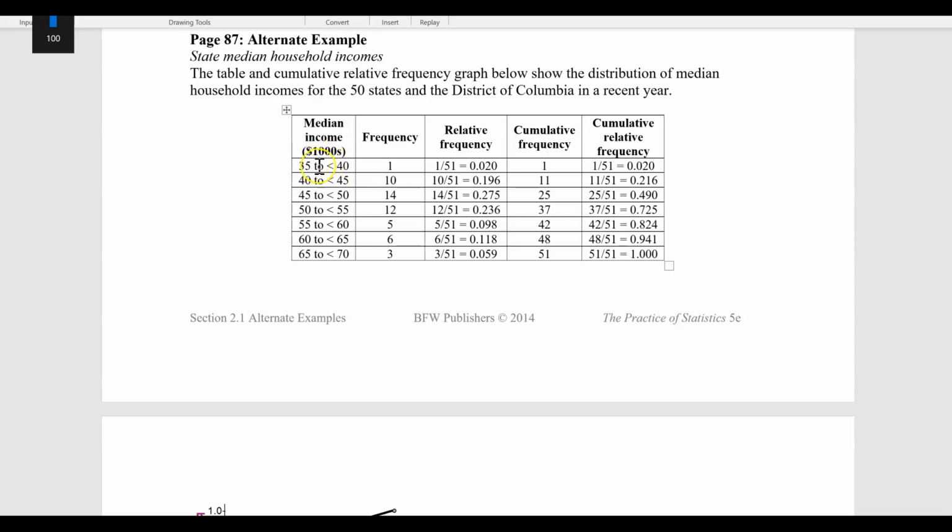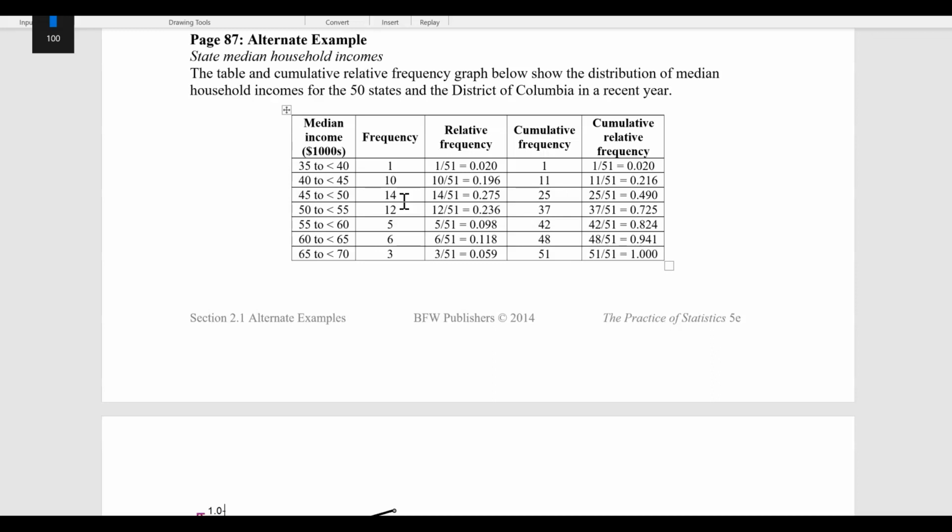This could be looked at like a histogram, like what we did in the last chapter. So there was one observation that was between $35,000 and $40,000. Then there were 10 that were between 40 and 45, and we can almost see how this histogram would build up. The median income is probably going to be somewhere in the 45 to 50,000, because this is your highest frequency here. You have 14 in this group, and then 12 in this group, and so on. So the median might live in either one of these groups.